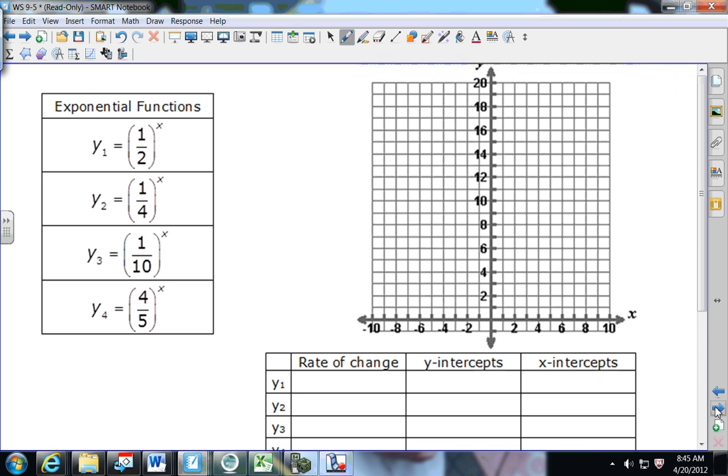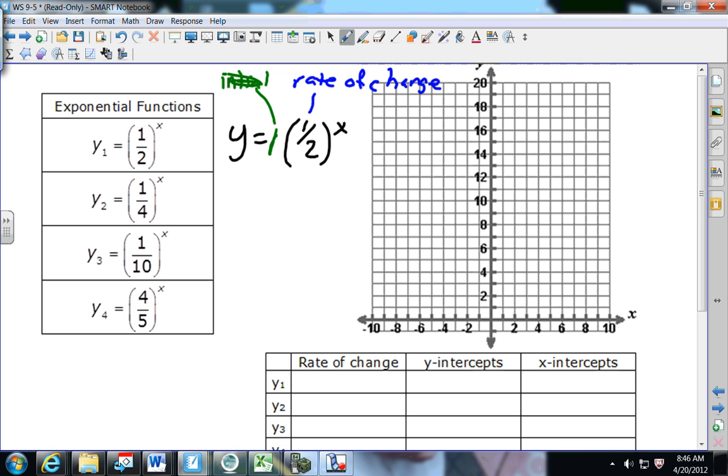The next one. Right here, first off, y equals 1/2 to the x. This 1/2 is my rate of change. There's supposed to be a number here that is your initial value. What is that number? If there's not a number there, the initial value is 1. So my rate of change on the first one is 1/2.